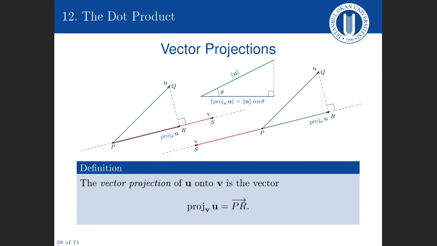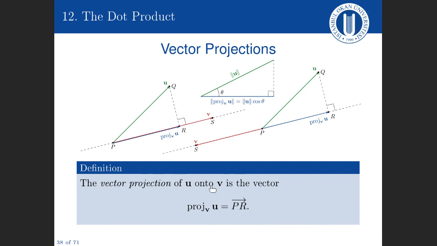There's another way to think about this. We could imagine that we're looking for the shadow of u. Let's suppose we have some sunlight or other light shining downwards, and we're looking for the shadow of u onto v. The shadow of u onto v is this blue vector. Precisely, the projection of u onto v is the vector from P to R.